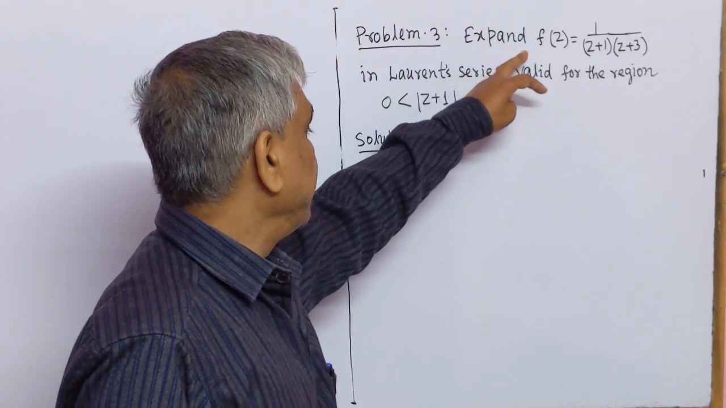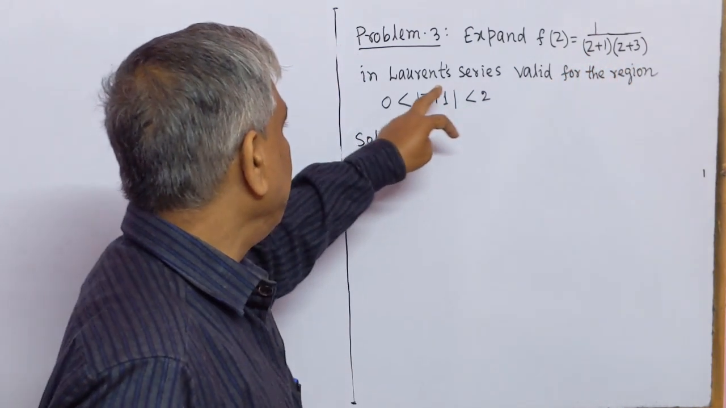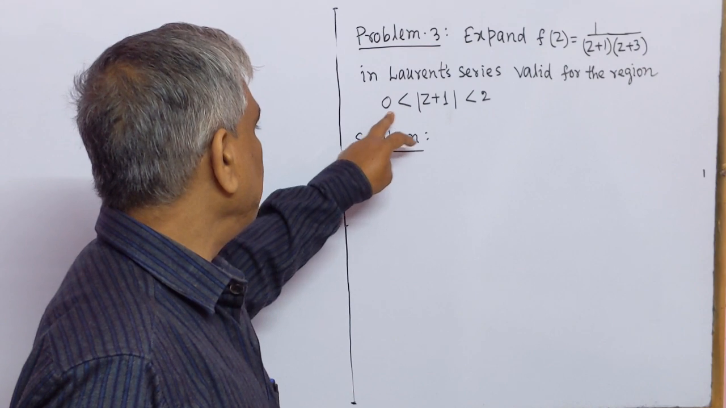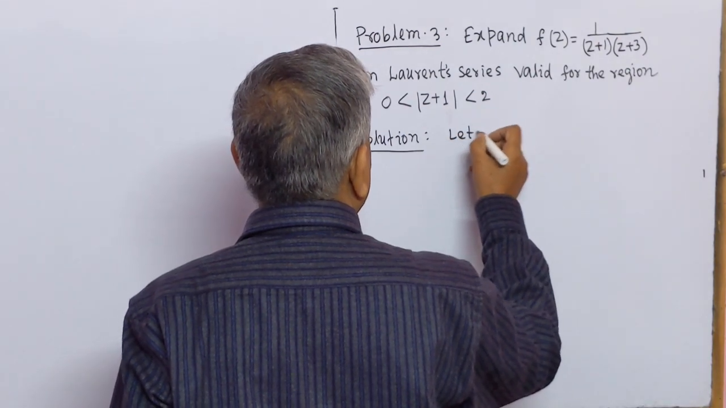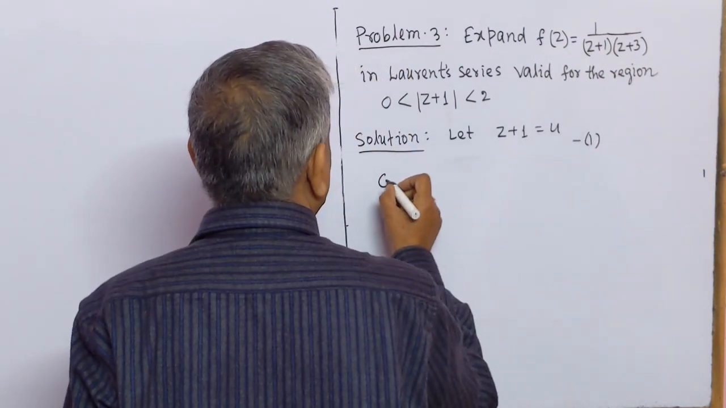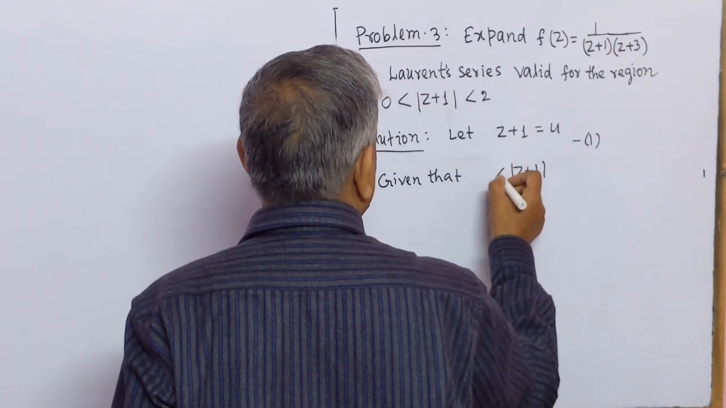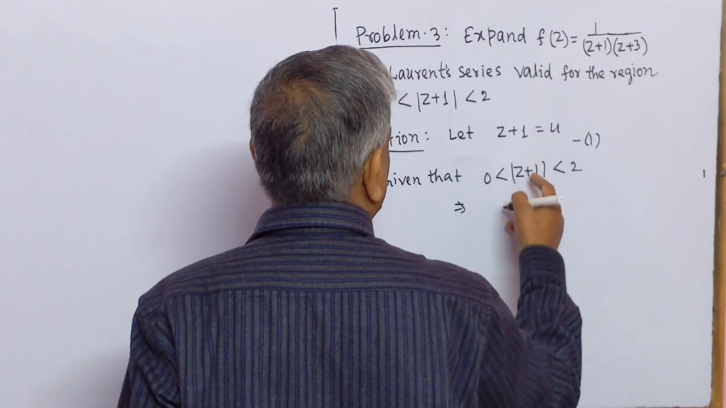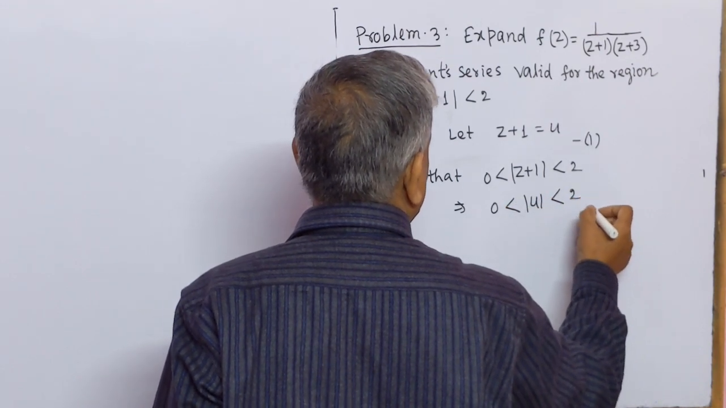Problem is expand function of z equal to 1 by z plus 1 multiply z plus 3 in Laurent series valid for the region modulus of z plus 1 is greater than 0 less than 2. Now we solve this. Let z plus 1 equal to u. This is number 1. Given that modulus of z plus 1 is greater than 0, less than 2 implies that in place of z plus 1 we write u, modulus of u greater than 0, less than 2. Let this is number 2.